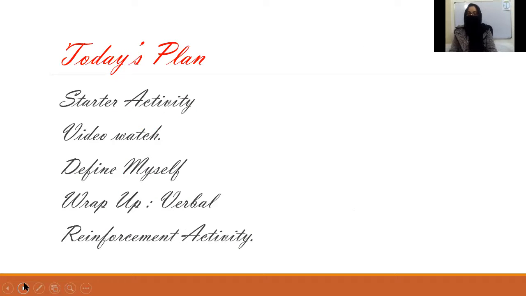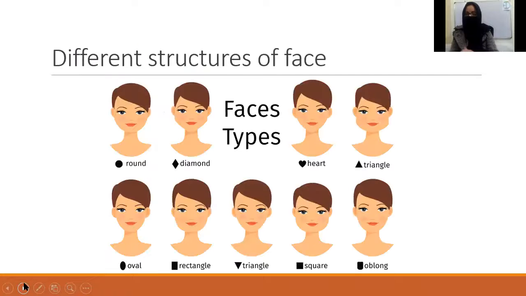Okay, let's look at today's plan. We will have a small starter activity, then we will watch a video, and then we will define myself with a fun activity. We will quickly revise, and then we will have a small reinforcement activity.